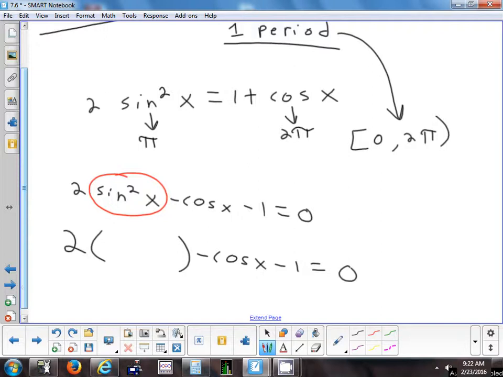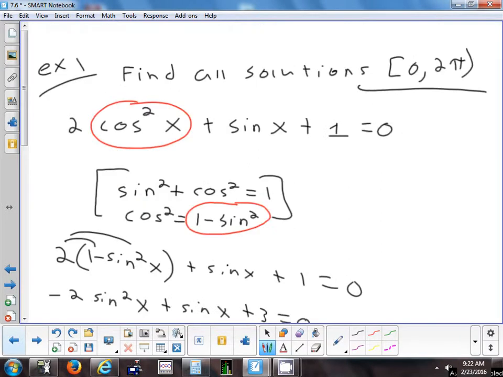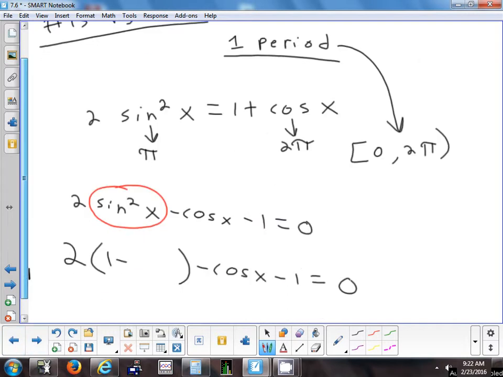And now we just have to look up what sine squared is. Based on this identity right there, can someone tell me what sine squared would equal? 1 minus cosine squared. So that's what we're going to put in. It's going to be just like the last problem, except I don't think this one factors. So I'll show you how to do the quadratic formula.